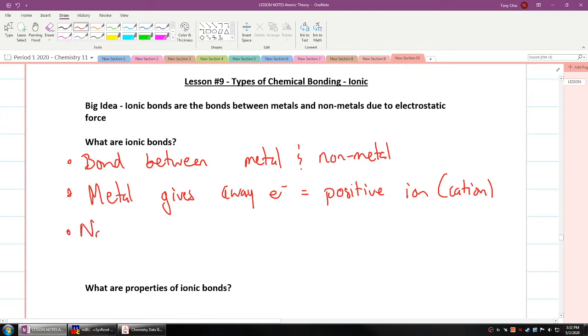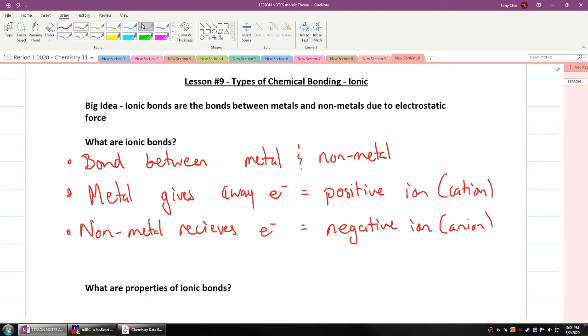We know the nonmetal receives the electron, and thus it becomes a negative ion, which we call an anion. And what they're going to form because of this is what we call a crystal lattice.